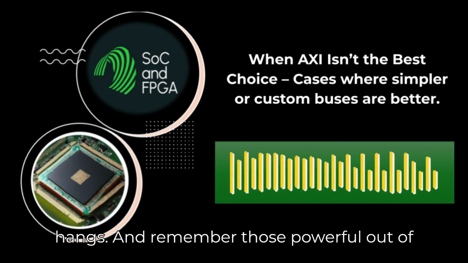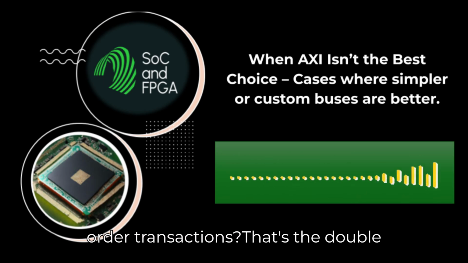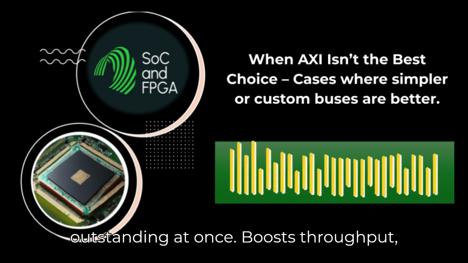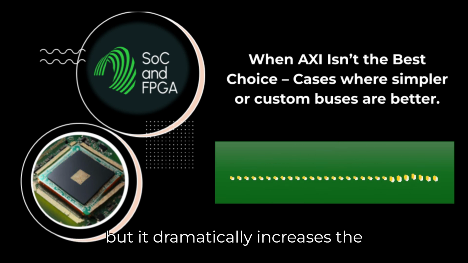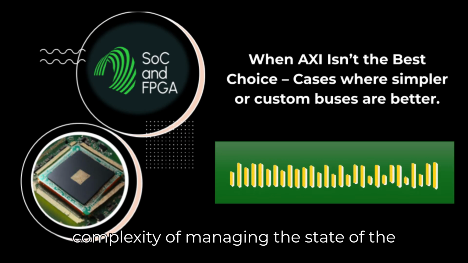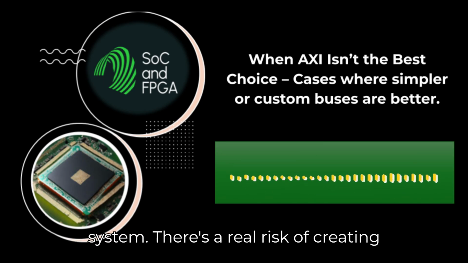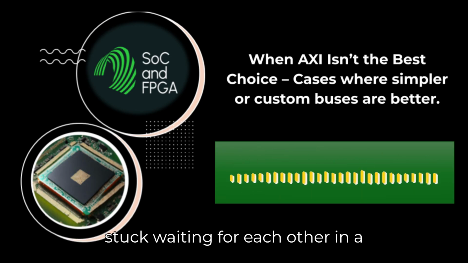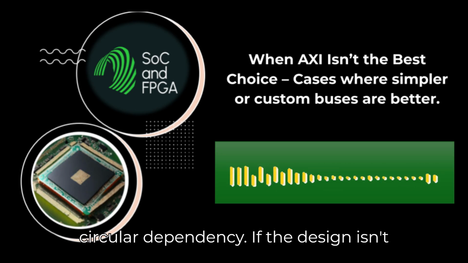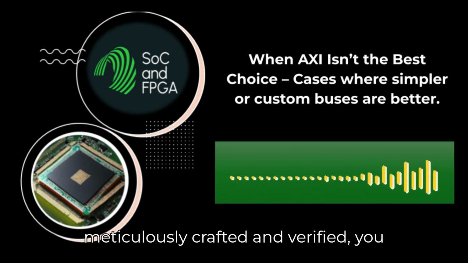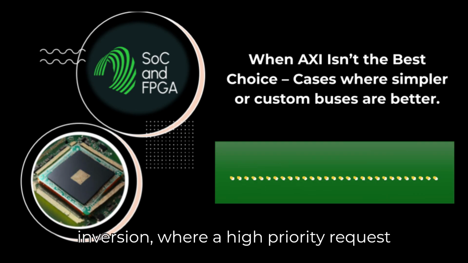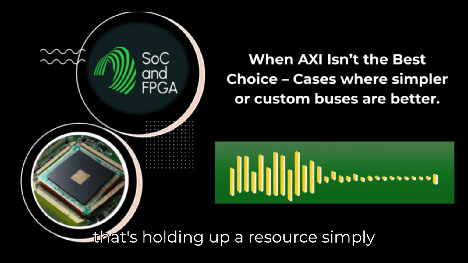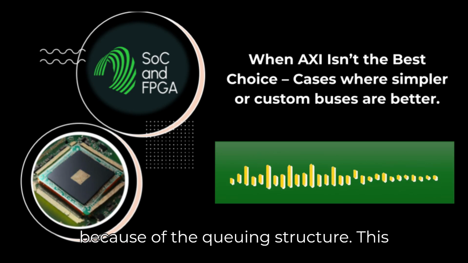And remember those powerful out-of-order transactions. That's the double-edged sword of parallelism. Well, allowing multiple commands to be outstanding at once boosts throughput, but it dramatically increases the complexity of managing the state of the system. There's a real risk of creating deadlocks, situations where components are stuck waiting for each other in a circular dependency if the design isn't meticulously crafted and verified. You can get situations like physical priority inversion, where a high priority request gets stuck behind a lower priority one that's holding up a resource simply because of the queuing structure.